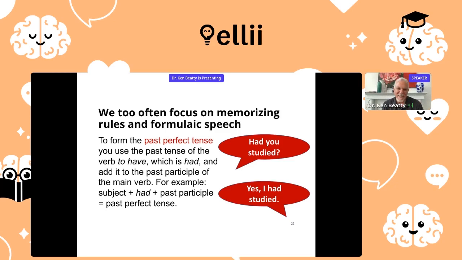So to form the past perfect tense, you use the past tense of the verb to have, which is had, and add it to the past participle of the main verb, for example. Why would somebody learn all those rules? Well, in fact, in many countries they do.